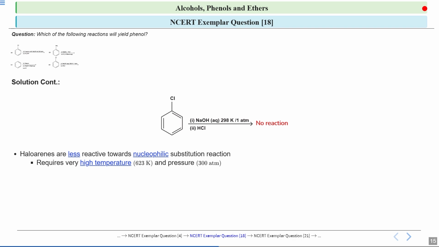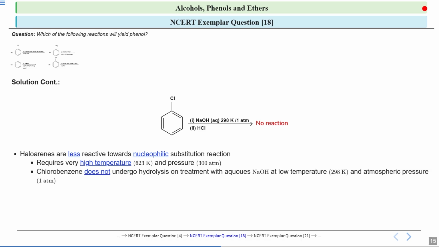This is because the reaction needs significant energy to overcome the stability of the aromatic ring, because this aromatic ring is quite stable. So chlorobenzene does not undergo hydrolysis on treatment with aqueous NaOH at low temperature, which is 298 Kelvin, and atmospheric pressure, which is 1 atm. So this will show no reaction. This highlights the need for extreme conditions to facilitate the reaction. So that is why the correct options are A, B and C, because in option D no reaction is happening.